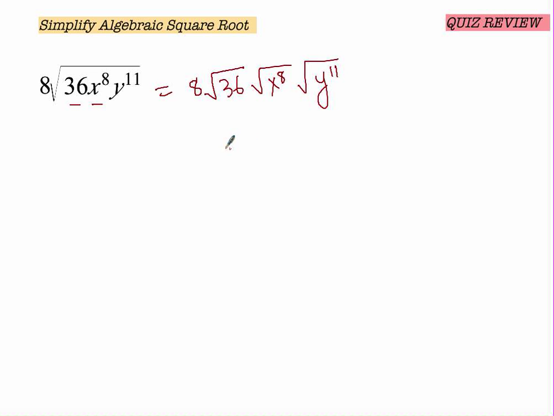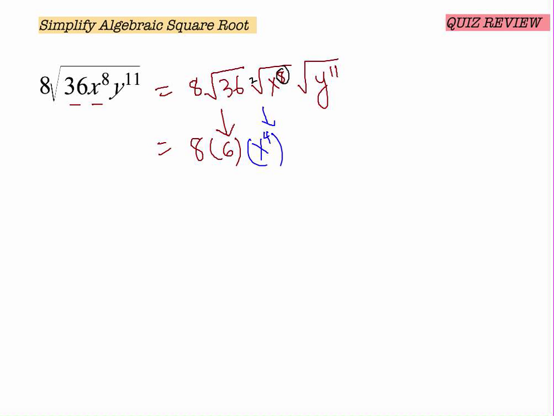Next thing we do is try to simplify all the square roots we see. 8 is still outside. The square root of 36, when we simplify, will be 6. Now, what's the square root of x to the power of 8? Remember this: when we have a square root with an index of 2 and an even power, we can simplify this and write it as x to the power of half of this exponent. So one half of 8 is 4, or 8 divided by 2 is 4. So this one will simplify to x to the power of 4.